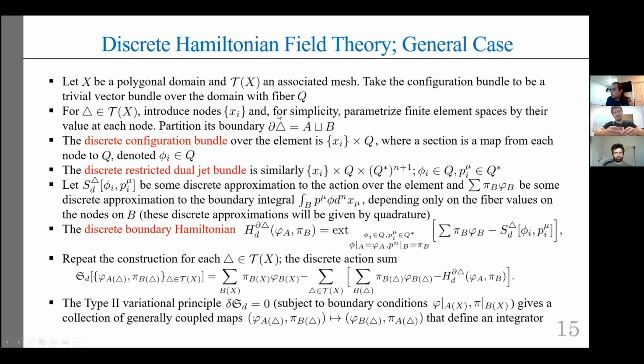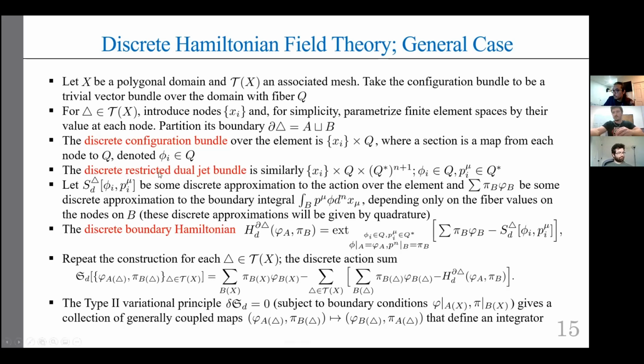And we're going to do exactly as we did with the type 2 generating functional, which is to partition the boundary of each simplex into two distinct regions, A and B, where A prescribes the field values and B prescribes the normal momenta values. We define a discrete configuration bundle, which is just all the nodes, Cartesian product with the vector space that your fields are valued in, and then a section is just a map from each node to the vector space.